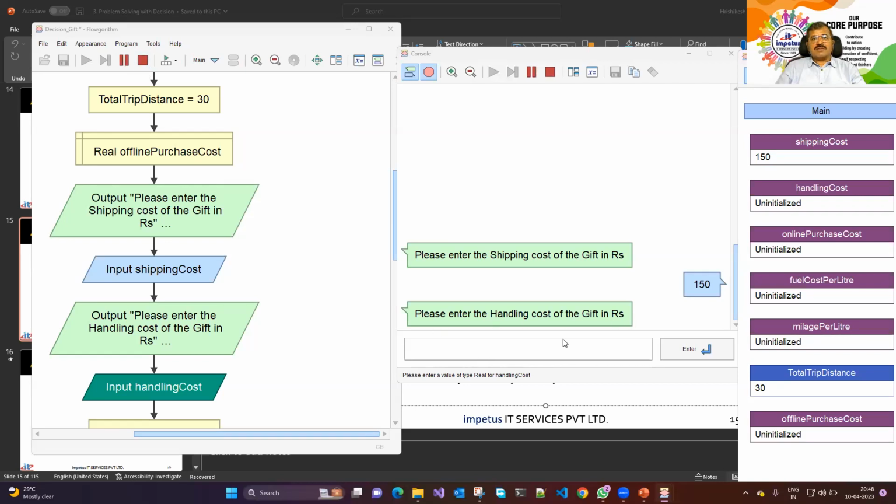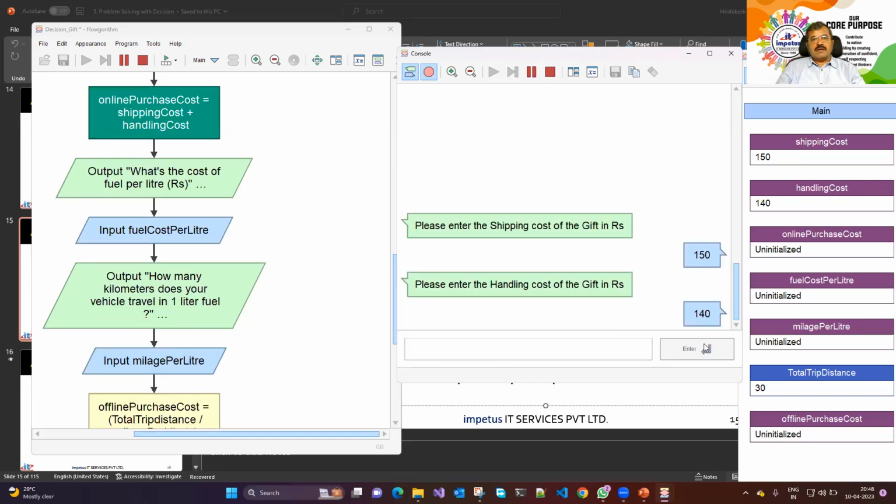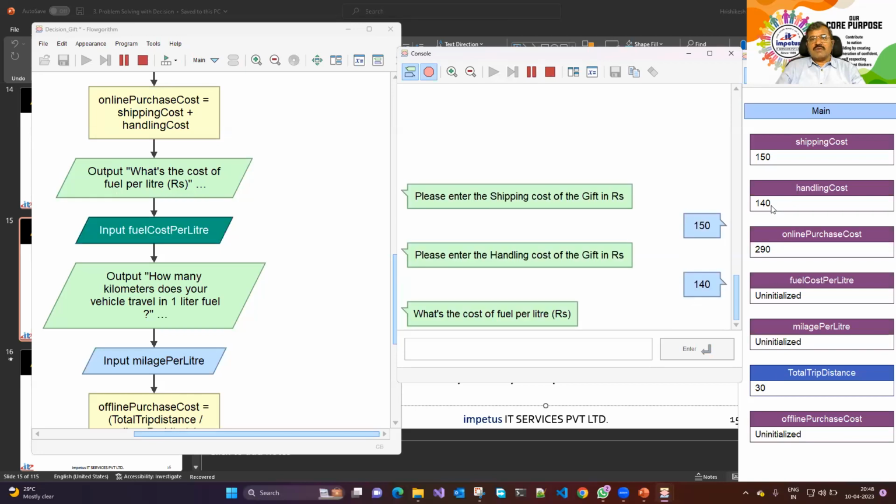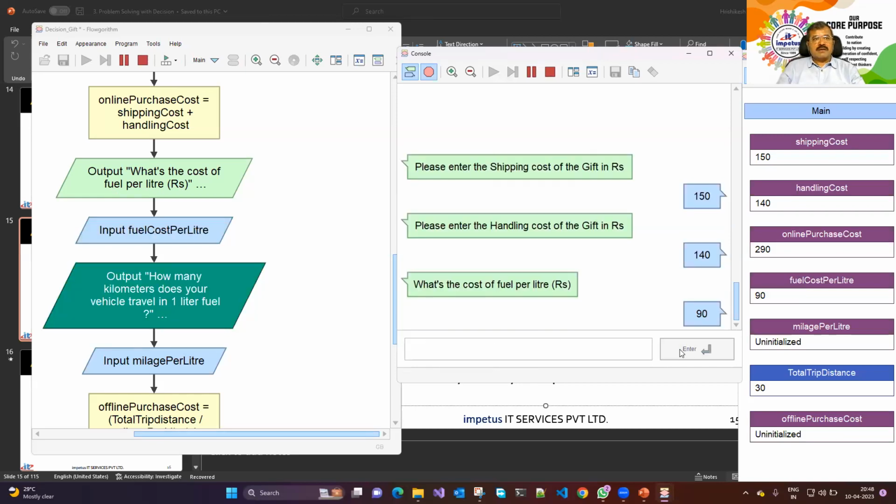Please enter the handling cost of the gift in rupees. The handling cost of the gift in rupees is, suppose, 140 rupees. Enter. First, 140 has now been stored. Now it says, what's the cost of the fuel per liter? Suppose it is 90 rupees per liter.